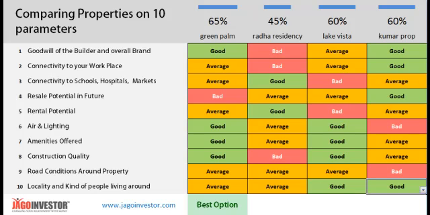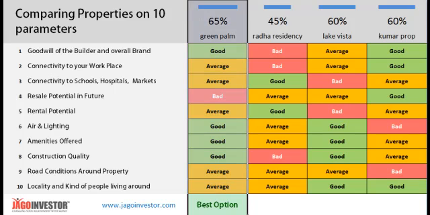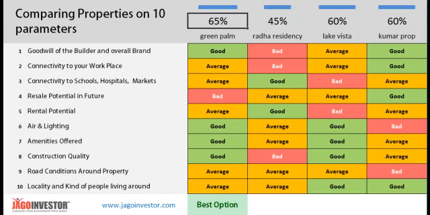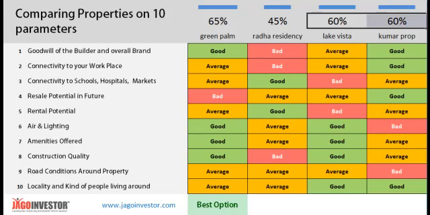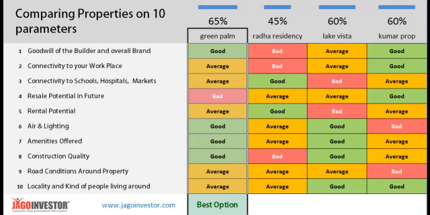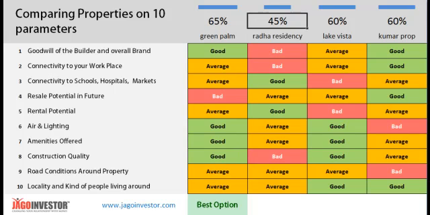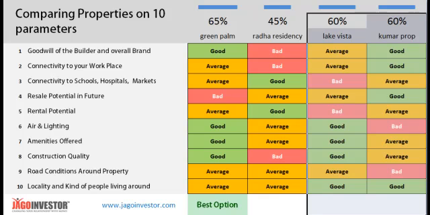So let's say this is average, this is average, this is again good, and this is, let's say, good. Once you have put in these parameters, you can now see that this tool says this first one is the best option, because it has scored 65%, and this one has scored 45%, and these other two have scored 60%. So based on these numbers, this one is the best option. This one is obviously ruled out, you are not going to look at it in any case, but still you can think about these two properties again.